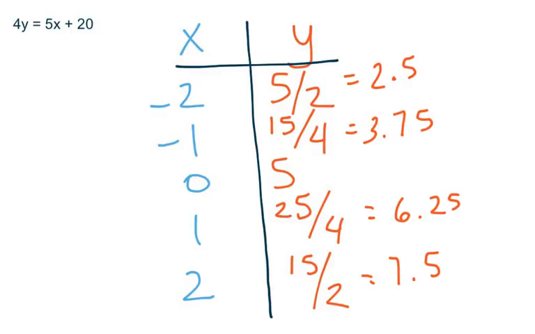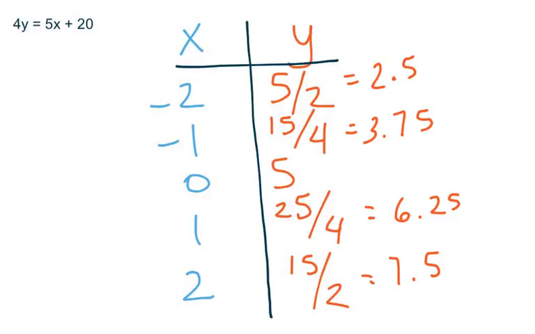Okay, we have an equation in two variables, 4y equals 5x plus 20, and we have a table of values for that equation for the inputs of x equals -2, -1, 0, 1, and 2, and we figured out what the y values are when x equals those values. I also rewrote some of these fractional values for y as decimal numbers just to make them easier to see.